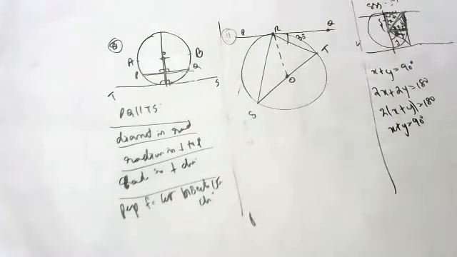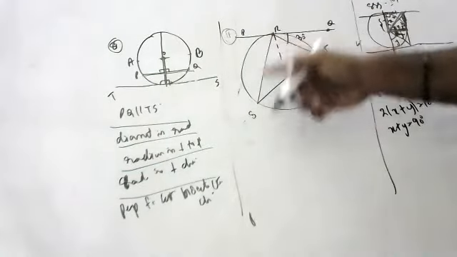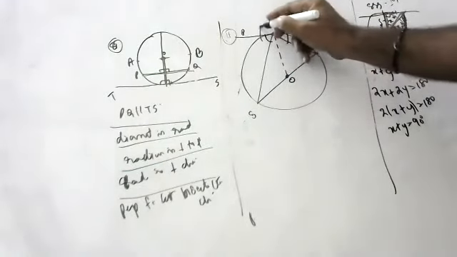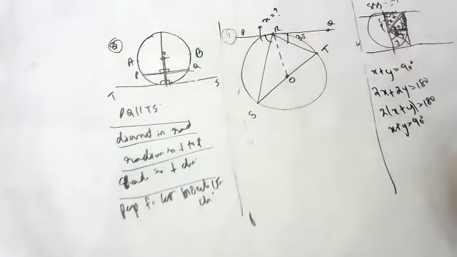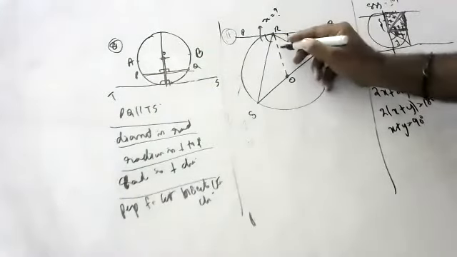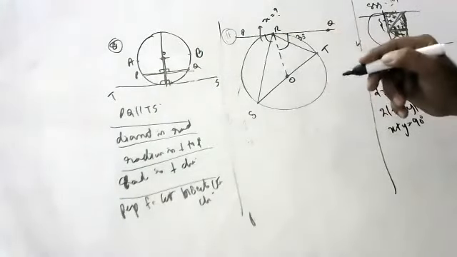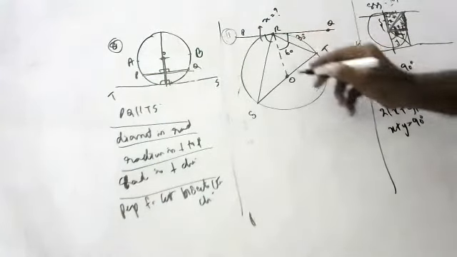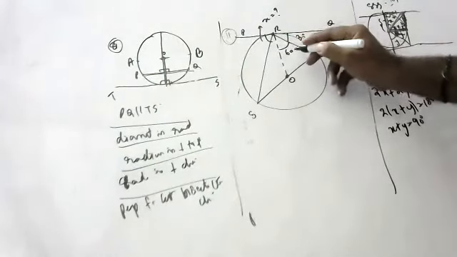Find the measure of PRS. This is how much they are asking. Yes, children? Anyone want to say? If this is 30, this will be how much? 60, sir. Because the radius is perpendicular to the tangent.